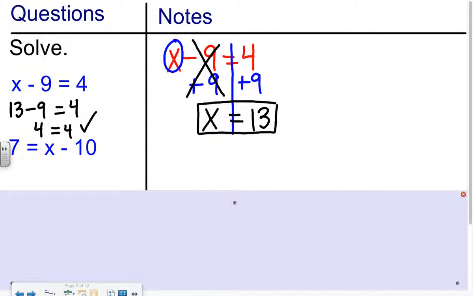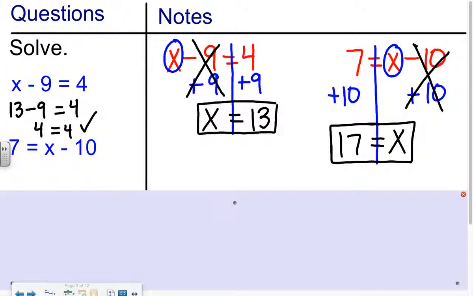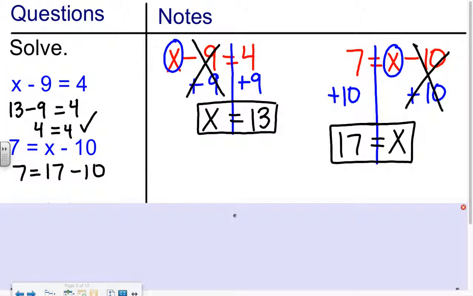7 equals x minus 10. To get x by itself, the opposite, or inverse, of minus 10 would be adding 10 to both sides. Negative 10 and 10 make 0. 7 plus 10 is 17. If I plug this in over here, 7 equals 17 minus 10, and 7 equals 7.